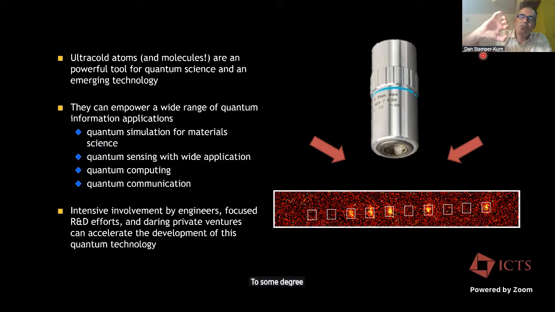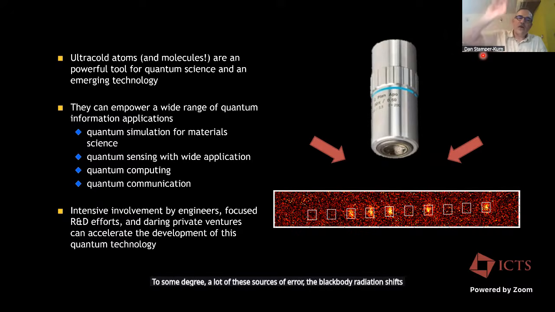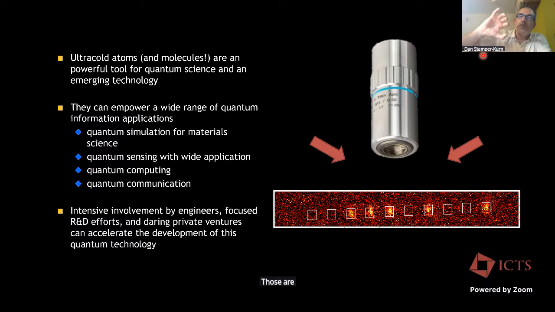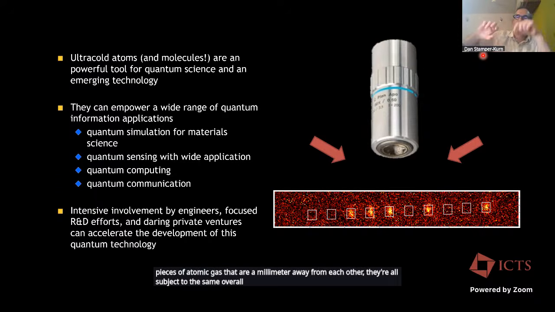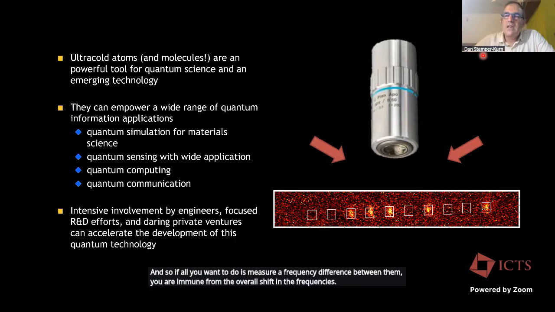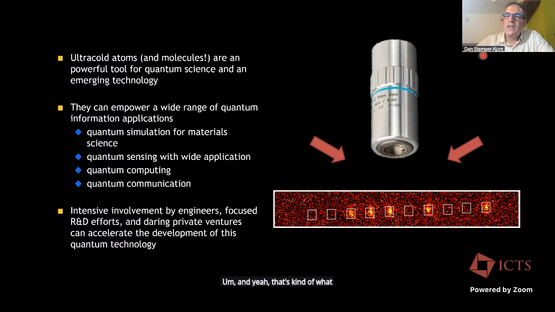To some degree, a lot of these sources of error, the black body radiation shifts, and even the noise in the laser beam that's interrogating the atoms, those are common mode noises. So like in this set of optical clocks that are at different height, these two pieces of atomic gas that are a millimeter away from each other, they're all subject to the same overall shifts. And so if all you want to do is measure a frequency difference between them, you are immune from the overall shift in the frequencies. Anyhow, that's kind of what's going on in the optical clock system.